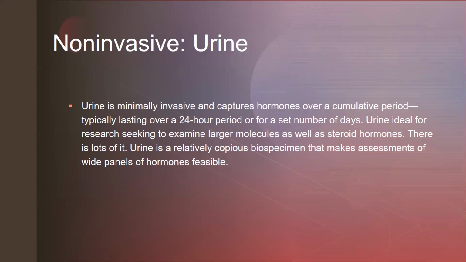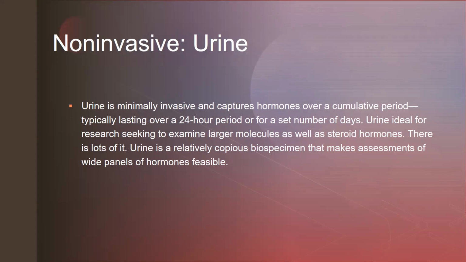So urine is great. It's a minimally invasive way to capture hormones over a cumulative period of time. Keep in mind, it's not a just-in-time hormone. You're not going to be able to do an experiment and then get immediately what the hormone does with urine. You don't know when a participant has to go to the bathroom. So it's typically good to think over 24-hour periods of time or for a set number of days. So urine is ideal for research seeking to examine larger molecules as well as steroidal hormones.